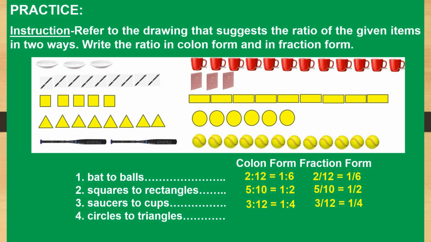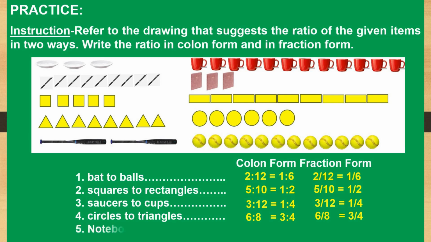Let's go to circles to triangles. Can you count the number of circles and the number of triangles? Show your answer, please. 6:8. That means there are 6 circles and there are 8 triangles. Am I right? Okay. So when you change it to lowest term, that is 3:4. Next. How about in fraction form? 6/8 is equivalent to 3/4.